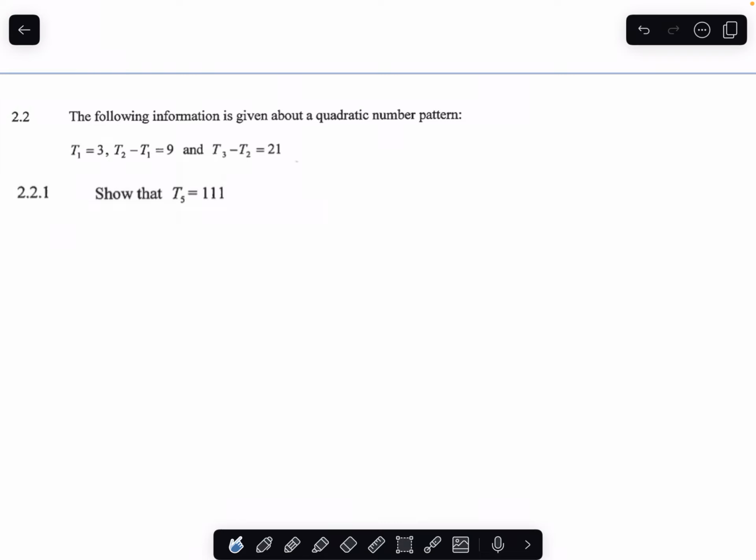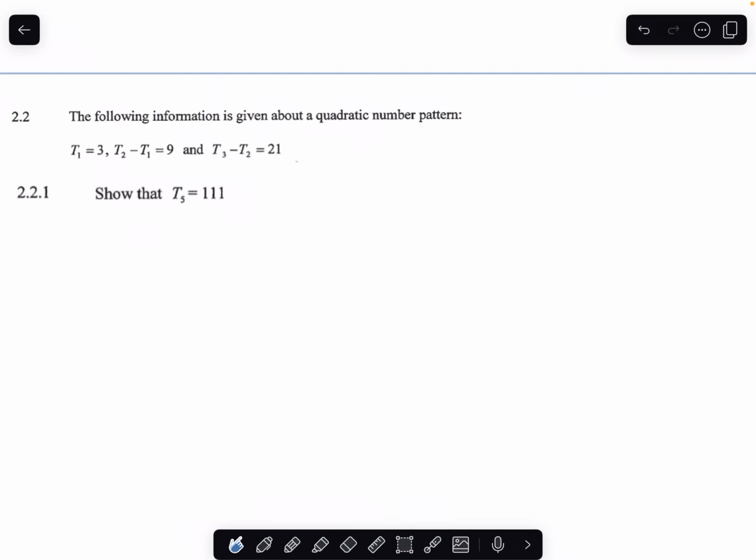Let's do maths. We are busy with the department's Paper 1 from November 2023. Question 2.2. The following information is given about a quadratic number pattern. T1, so the first term, is 3. T2 minus T1 is 9. The difference between the first two terms, the first difference, is 9. And T3 minus T2 is 21. So the next first difference is 21.